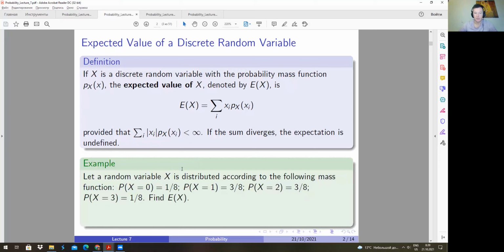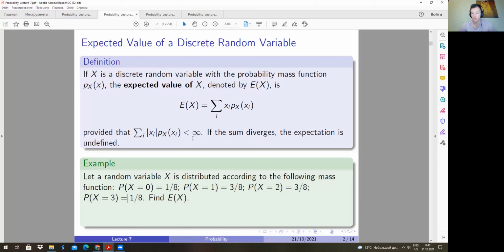So here is an example. We have a random variable X, and we have the following mass function. The probability that X is 0 is 1/8, the probability that X is 1 is 3/8, the probability that X is 2 is 3/8, and the probability that X is 3 is 1/8. And we need to find the expected value for this random variable. So look, before I show you the solution, let's think. We have 4 values that our random variable can take on: 0, 1, 2, and 3. And we have associated probabilities: 1/8, 3/8, 3/8, and 1/8.